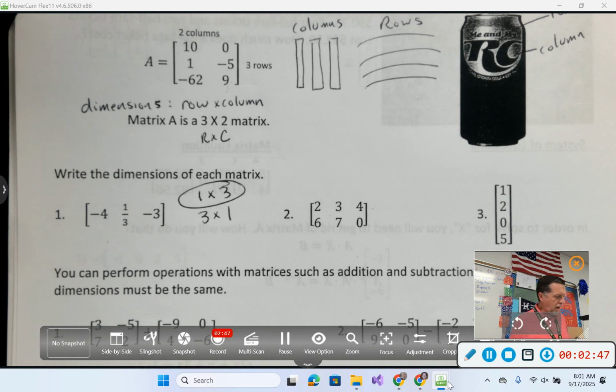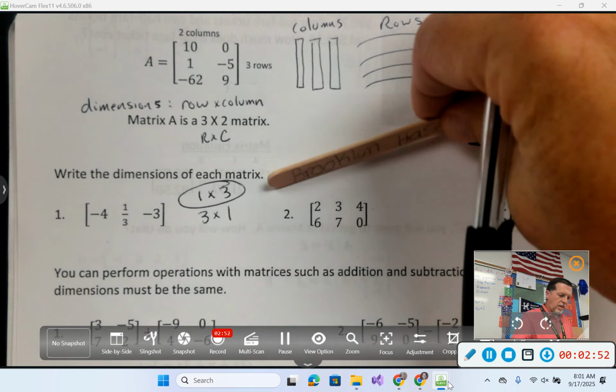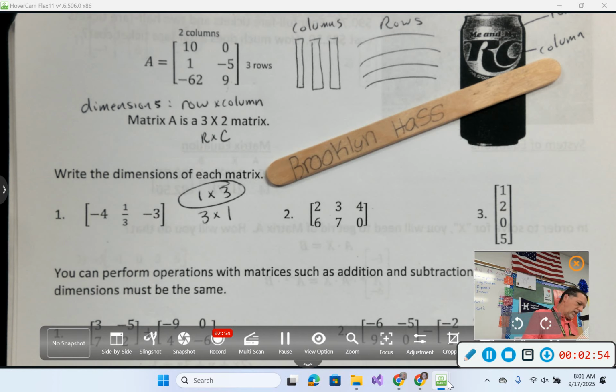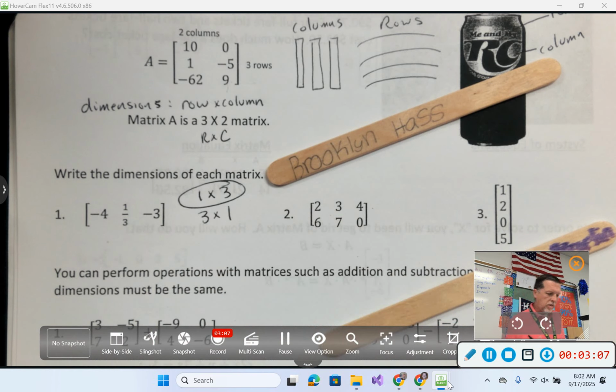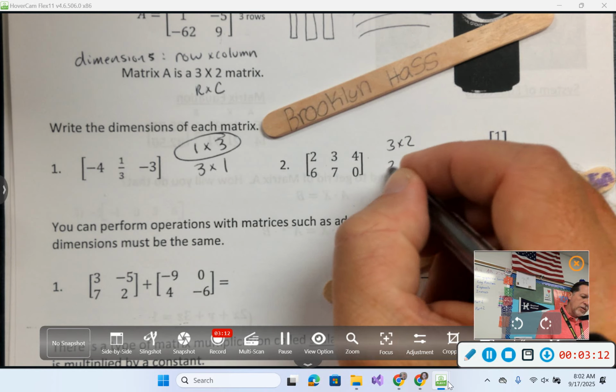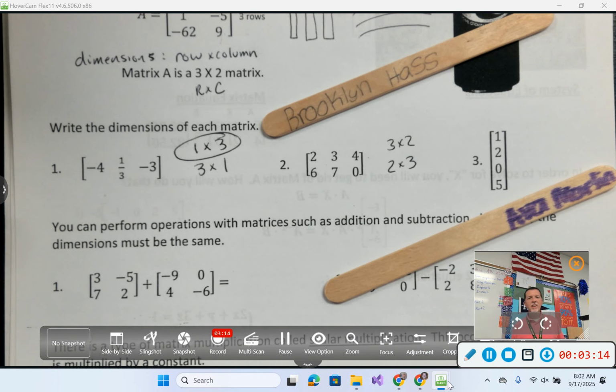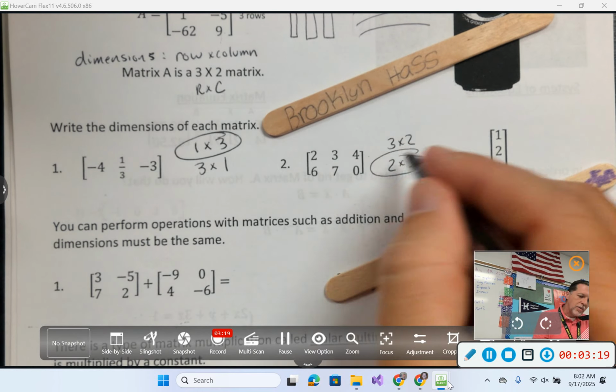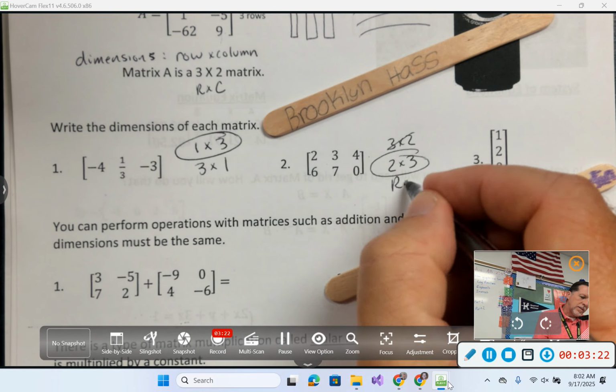Why don't you try the next 2 while I pick on people for the next 2. Brooklyn, I can narrow it down. It's definitely either a 3 by 2 or a 2 by 3. It's a 2 by 3. There's 2 rows and 3 columns, so 2 by 3. Row by column.